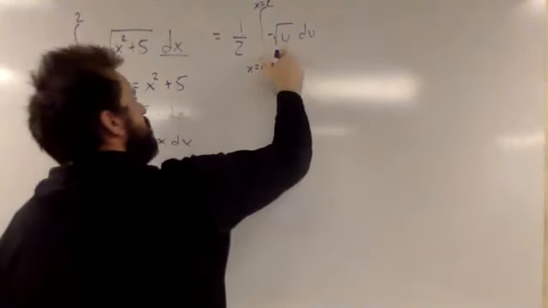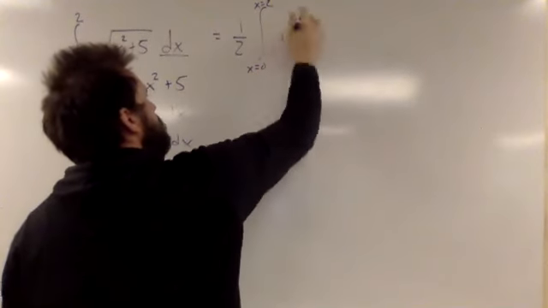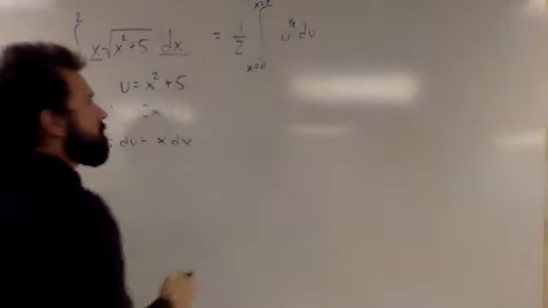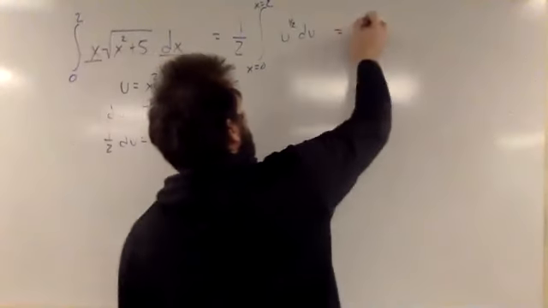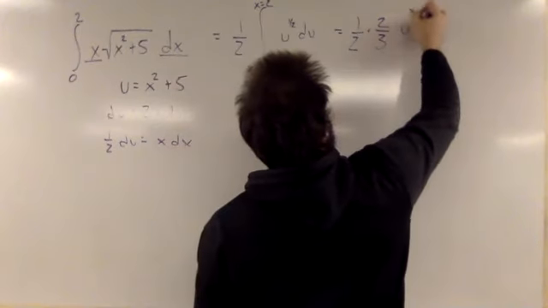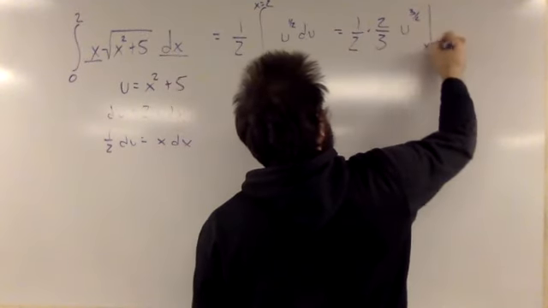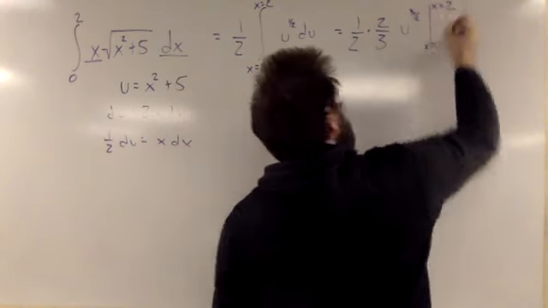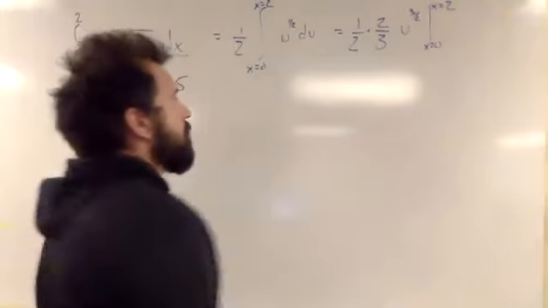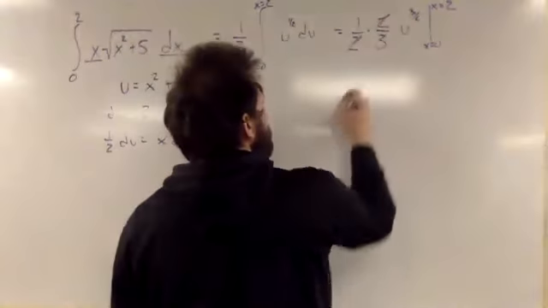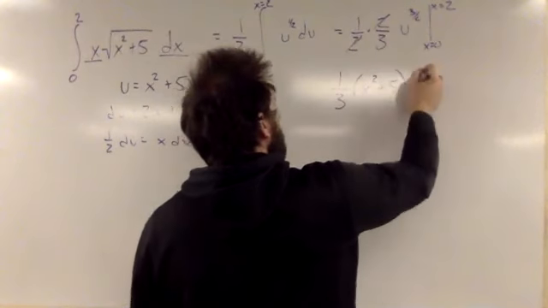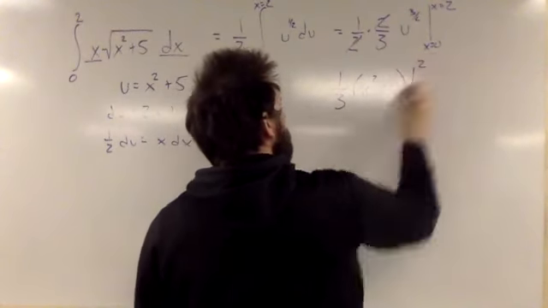So for the antiderivative, I can write this as u to the 1/2 power. Then we can use the power rule. Awesome. The power rule gives me 2/3 u to the 3/2, evaluated from x equals 0 to x equals 2. Let's simplify this and plug my u back in. So that's x squared plus 5 evaluated from 0 to 2.